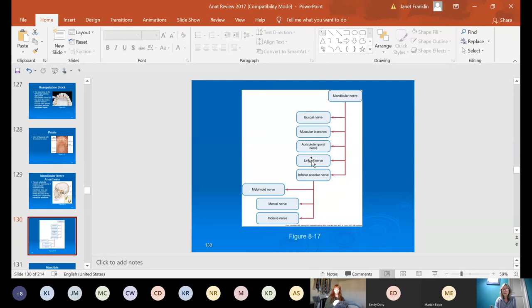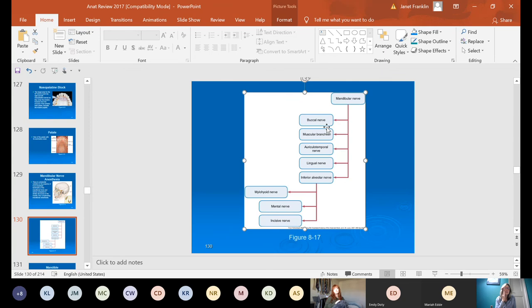We're not going to worry about the auriculotemporal. It goes up. If you were to look at this word, auriculotemporal, auricular or auriculo is your ear. Temporal is your temporal area. So it's going to probably run behind your ear, would be where you could easily guess. Your buccal nerve is going to be the buccal side. It's going to be the gingiva and the tissue on the buccal side of your mandibular teeth.